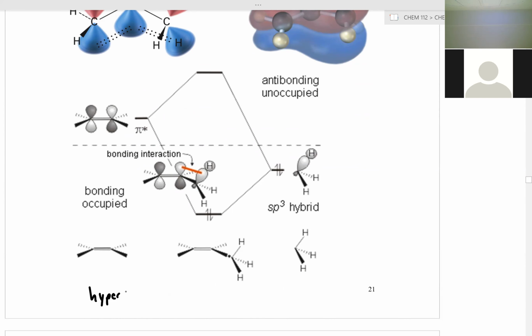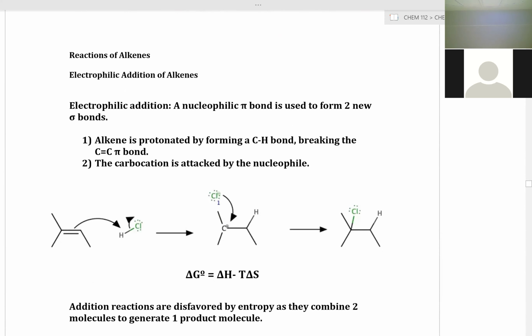So this act of hyperconjugation stabilizes our alkene pi bond. The more hyperconjugation we observe, the more adjacent carbon substituents, the more stable our alkene is as a result. So this is very familiar to what we've seen in previous discussions of hyperconjugation.